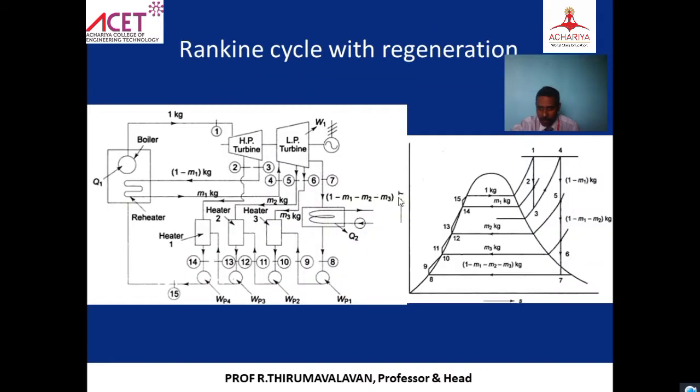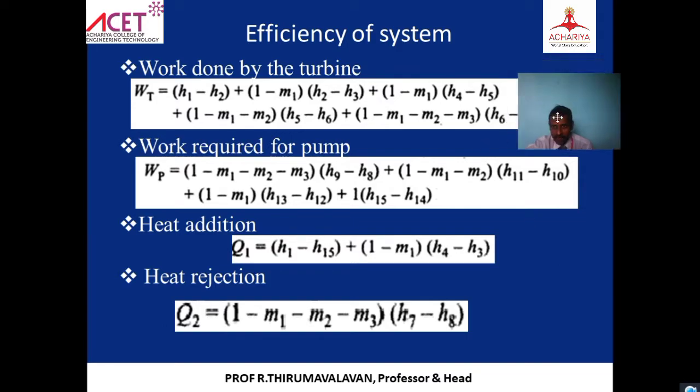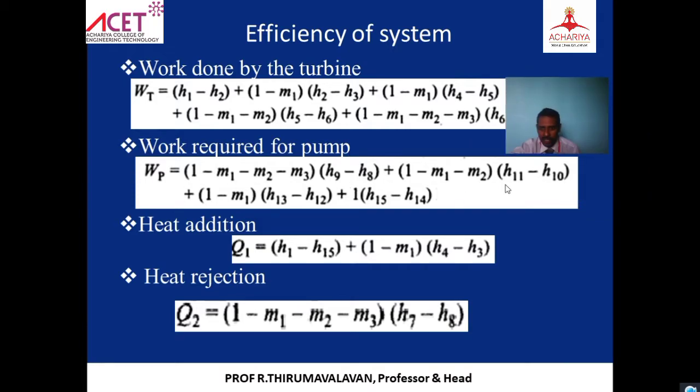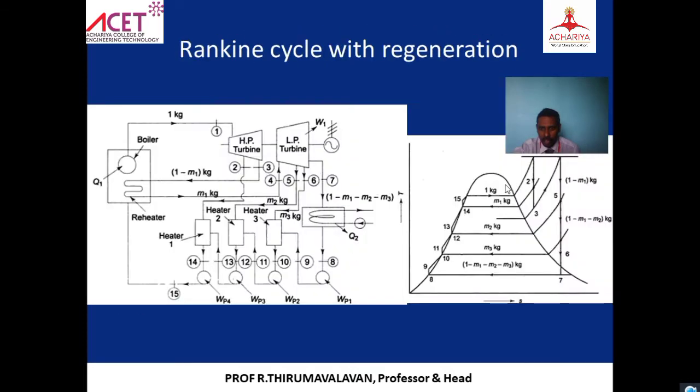Then again, see the another expansion. How much amount of steam? M3 is taken out. So 1 minus M1 minus M2 into H6 minus H7. See this H6 minus H7, right? And pump work. You automatically know how much is the work done by the pump. You can easily find out. These are all the work done by the pump.